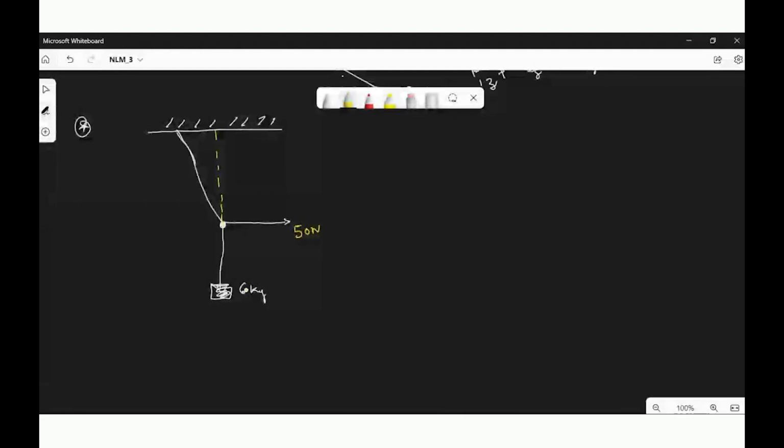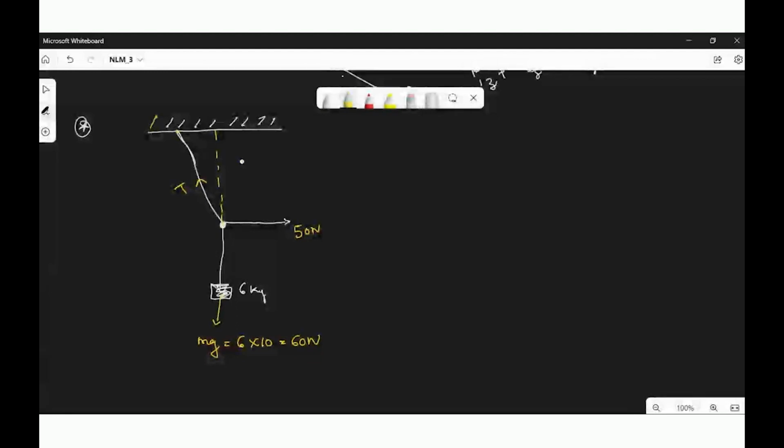Now 6 kg is the mass. So what will be the force acting? That is M into G. Take G equal to 10, so 6 into 10, 60 Newton will be acting downward. Now there is some term like T written. Do you know what this T is? T1, T2, that's what they had written.